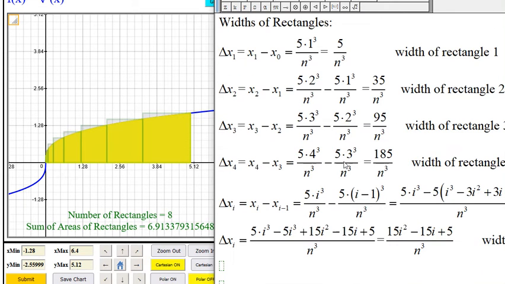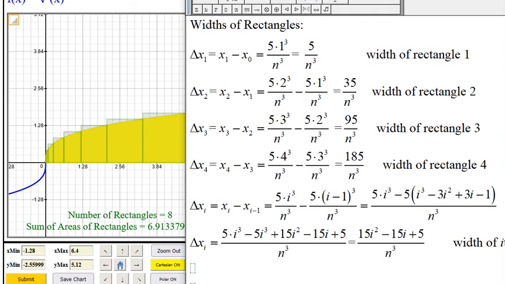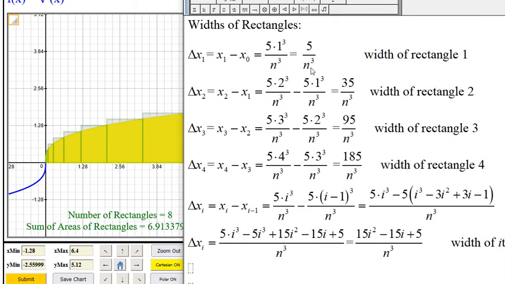Now let's look at the width of each rectangle. The first width will be x of 1 minus x of 0. But x of 0 is 0, and so we get 5 times 1 to the third divided by n to the third, which is 5 over n to the third. If n is 8, then this would be 5 over 8 to the third, which is 512, so it would be 5 over 512. The width of the second rectangle would be x of 2 minus x of 1, and it would be 35 over n to the third. The width of the third rectangle would be x of 3 minus x of 2, and that would be 95 over n to the third, and so on.